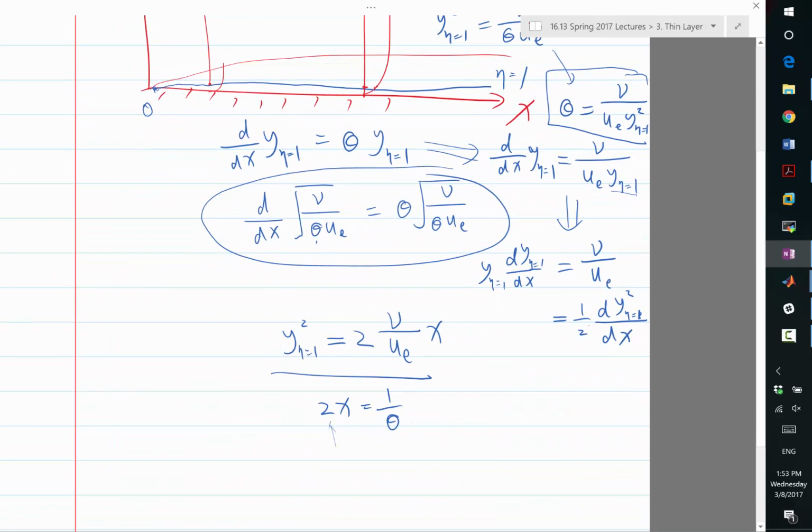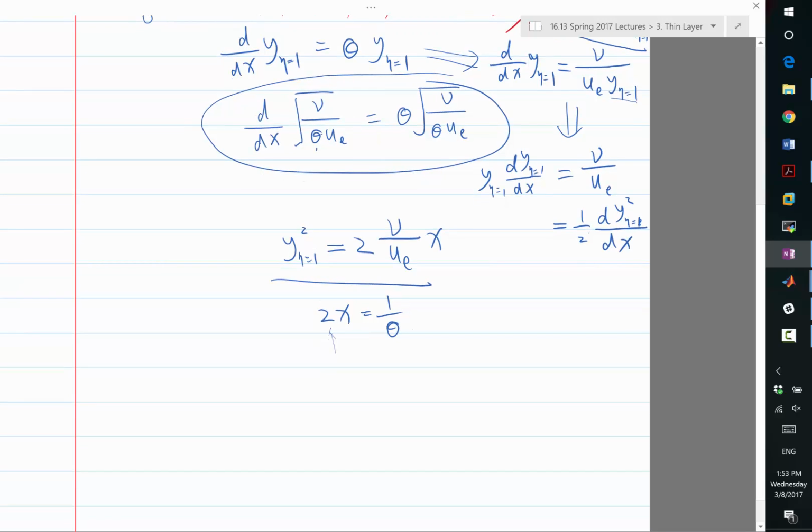Theta becomes half. Okay, so that's a subtle difference you're going to notice. Different people do it differently. Some people have a half in the Falkner-Skan or Blasius equation, and some people don't, just because of the different approaches we are taking.